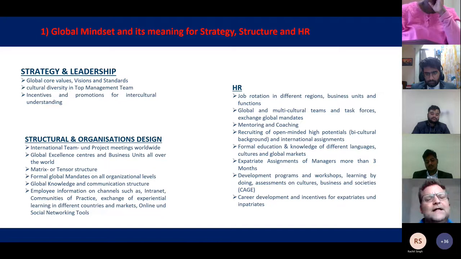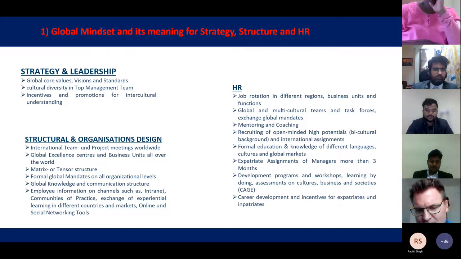From the organization perspective or structural perspective, it is also to look at, okay, does the company need a so-called matrix structure, or how to organize meetings? Always in the headquarters in Munich for Siemens, or perhaps one year in New Delhi, the other one in Sao Paulo, the next one in New York. So this is also very relevant.